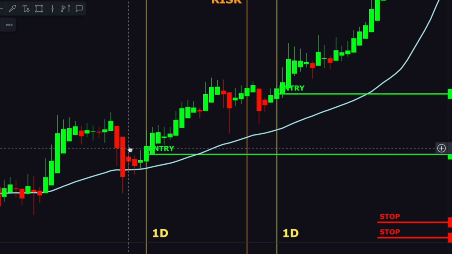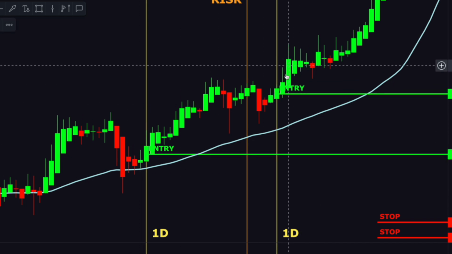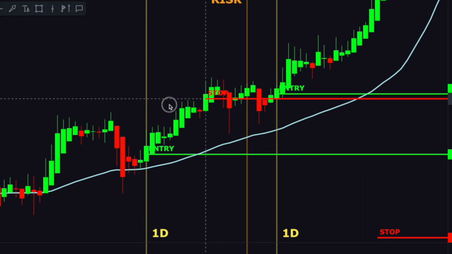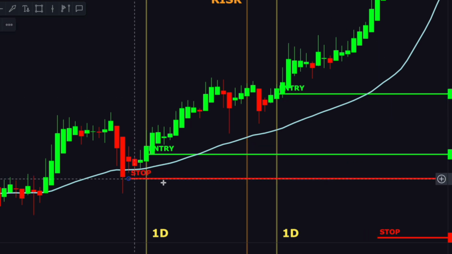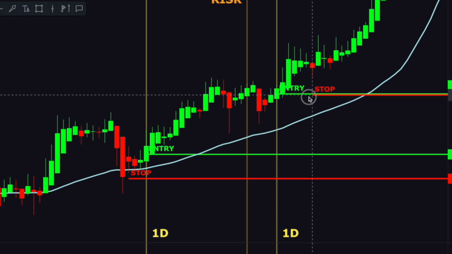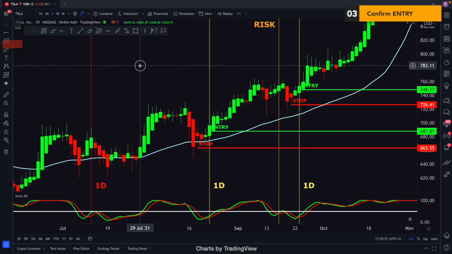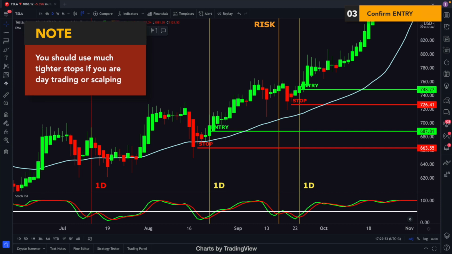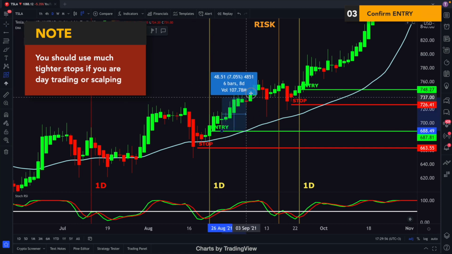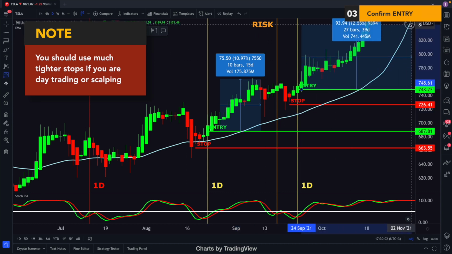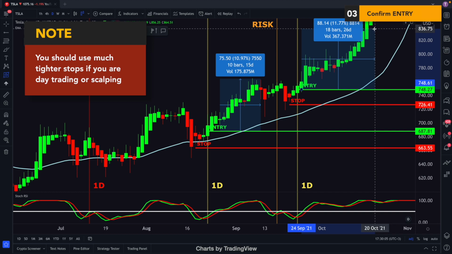This candlestick and this candlestick. As usual, I place my stop loss order at the bottom of the pullback. Now, I can take the risks because I'm using 1 day, 4 hours or 1 hour time frames mostly. If you're using lower time frames like 15 minutes or 5 minutes, you should consider much tighter stop losses.